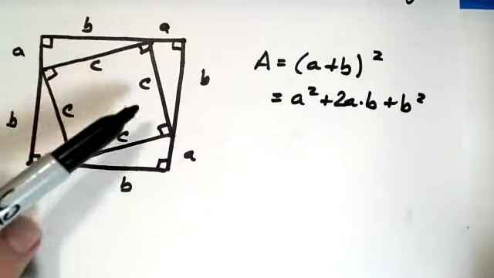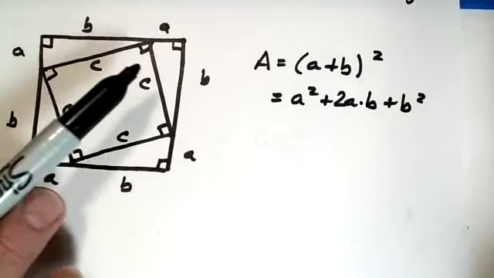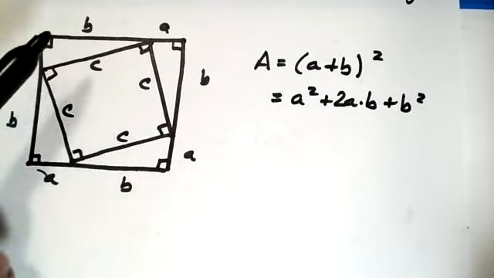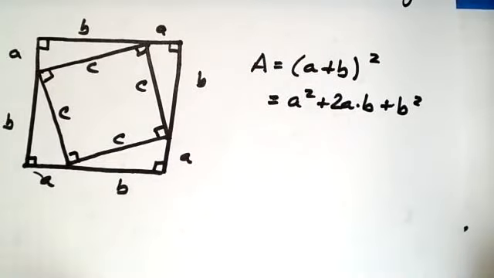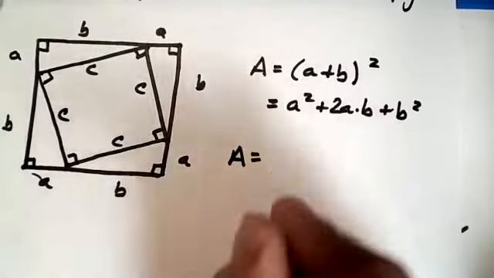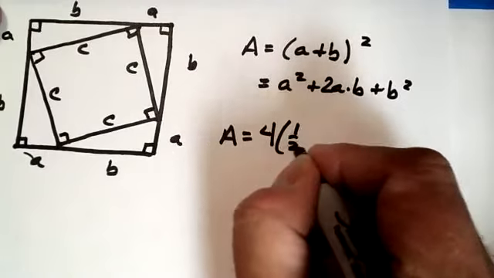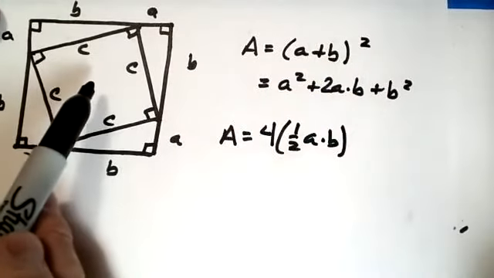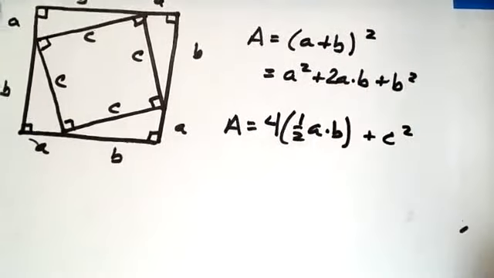Okay, so now that we have that, let's construct the area by adding up all these parts. You have the square in the middle with side length C, and then four separate triangles with legs A and B. And remember, this is the same area, the same big square. Notice that we're going to have four triangles, which each have an area of 1/2 A times B, and then we have this interior square whose area is just C squared.